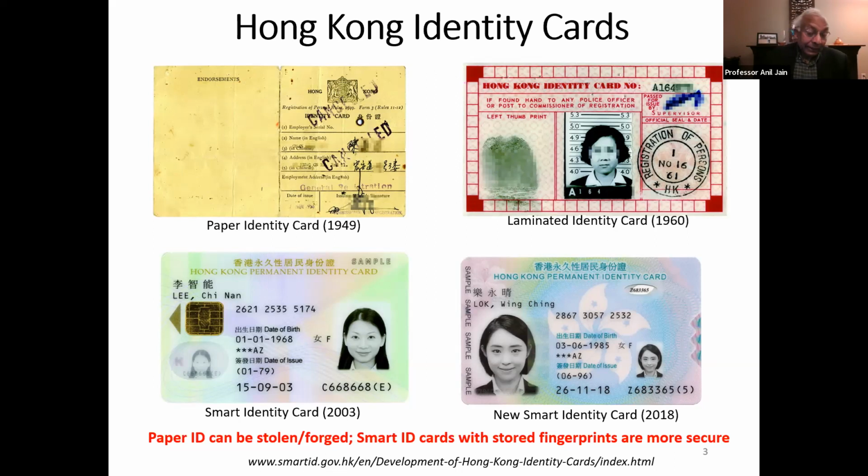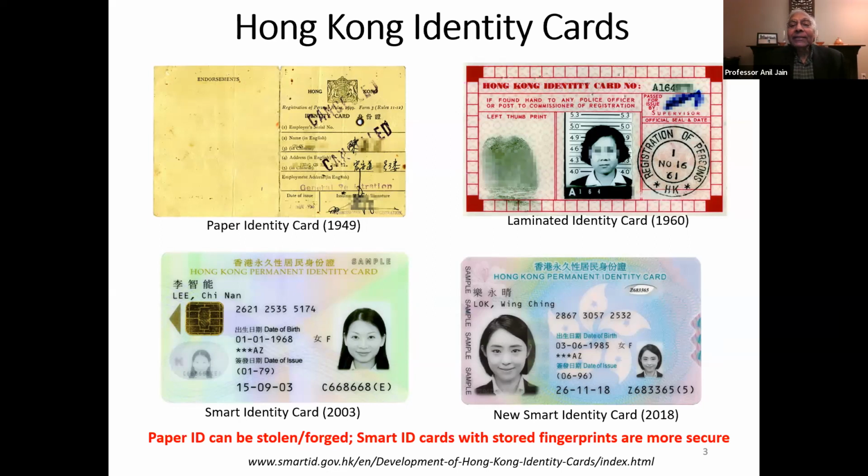So the first ID cards which were issued in Hong Kong were in 1949. Before that, it was not required for Hong Kong residents to have any identity card, and there were paper identity cards. Then came the laminated identity cards, which had one fingerprint in it. And then the smart identity card in 2003. And now Hong Kong is going through this exercise of reissuing the smart identity card with a new smart identity card. And why do they need a new smart identity card? Because it has better security features.